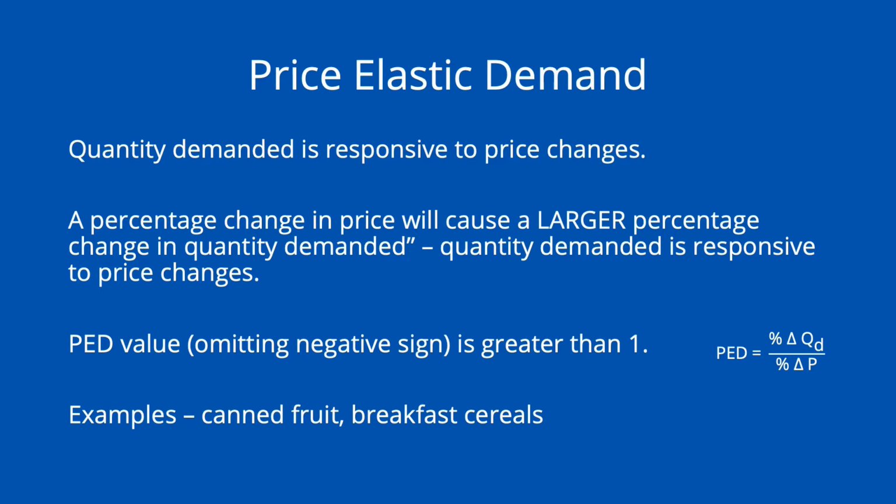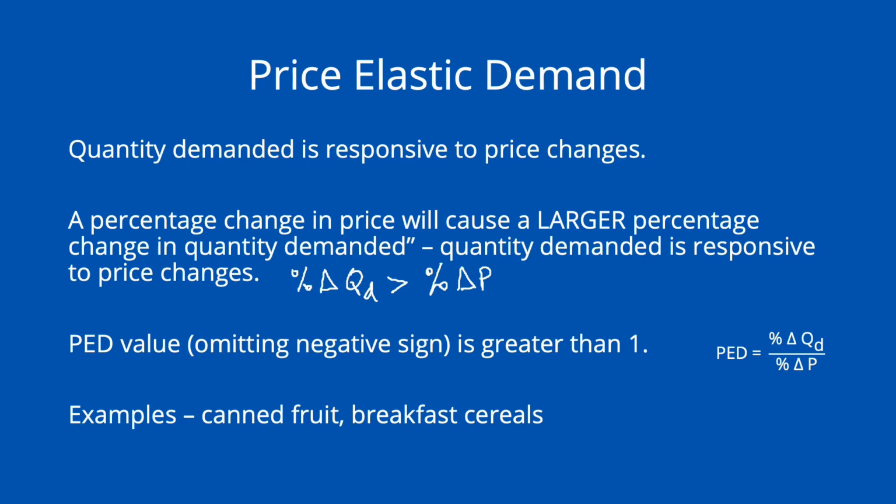Price elastic demand is when the quantity demanded of a good is responsive to price changes. This means that any percentage change in the price of a good will lead to a larger percentage change in the quantity demanded by consumers. Again, omitting the negative sign that's always present with PED values, goods with price elastic demand will have a PED value that's greater than 1. Examples of goods with price elastic demand include canned fruit and brands of breakfast cereals.